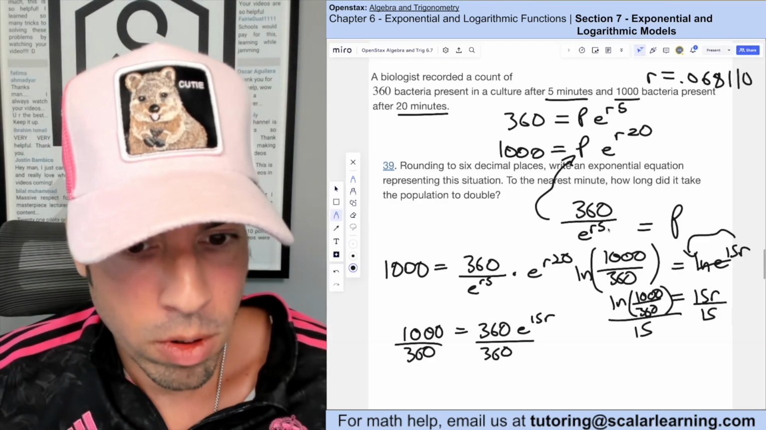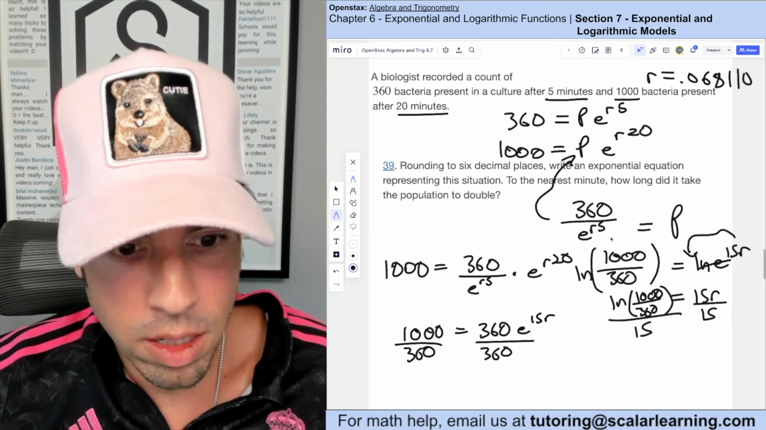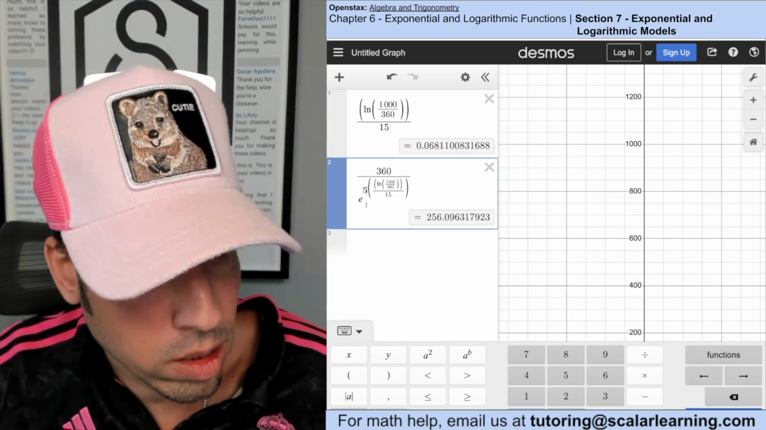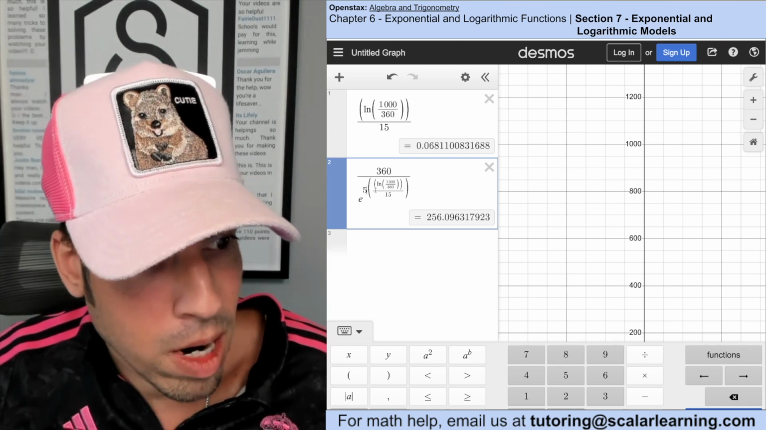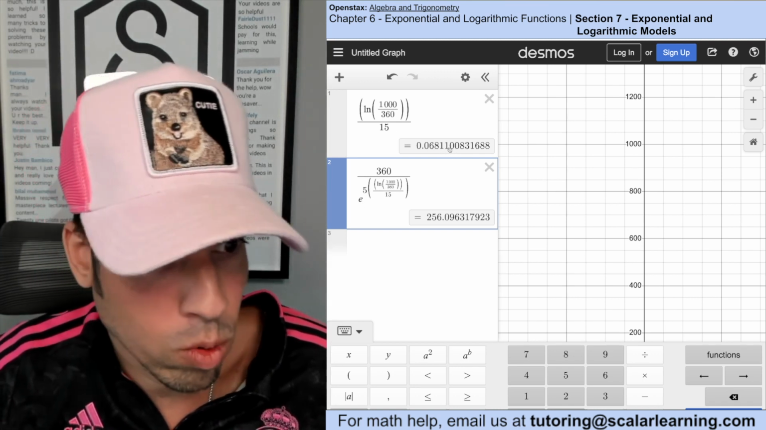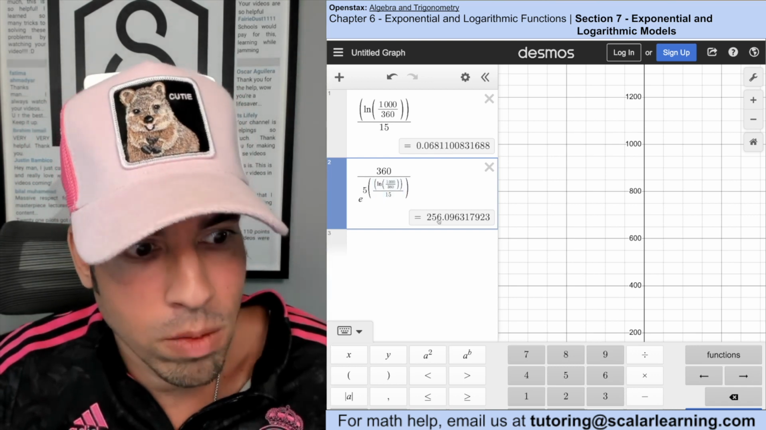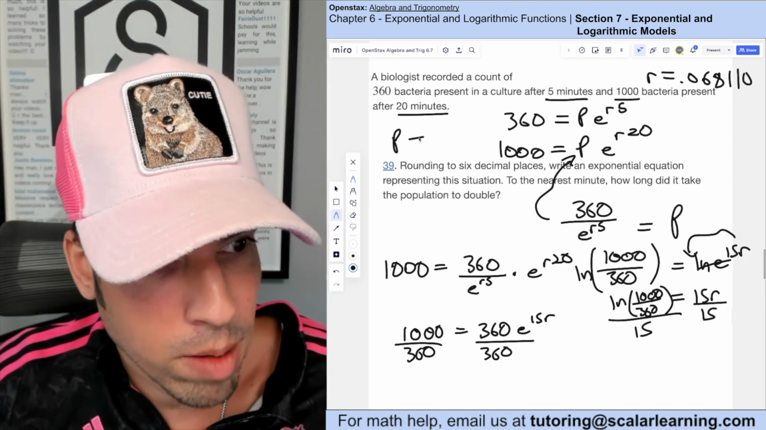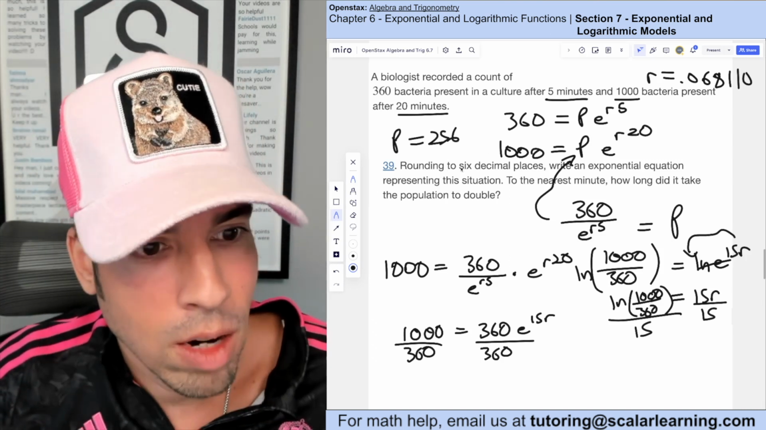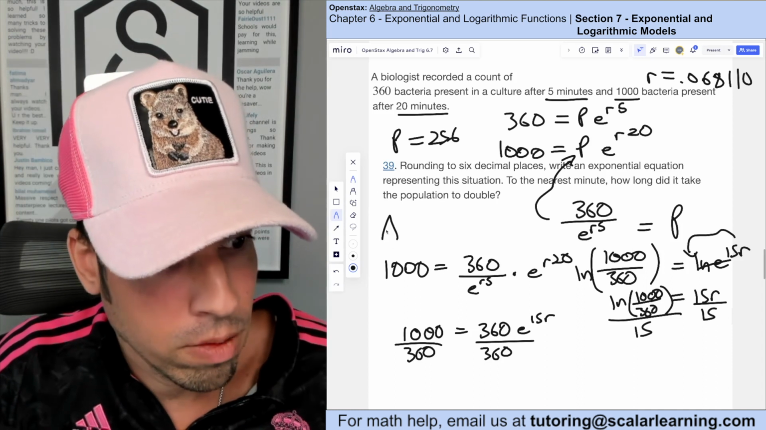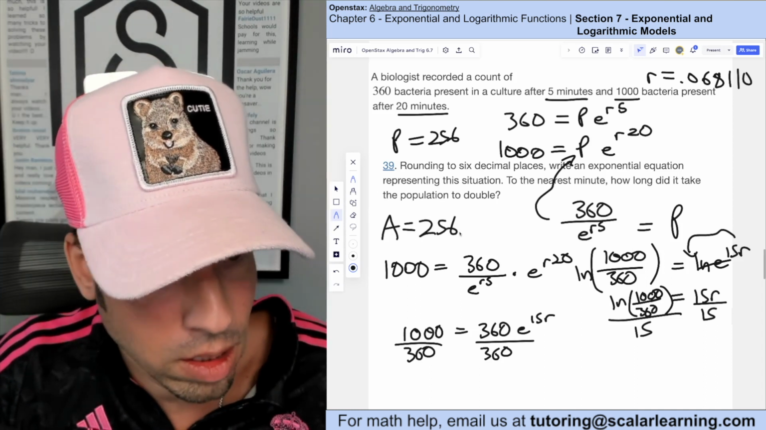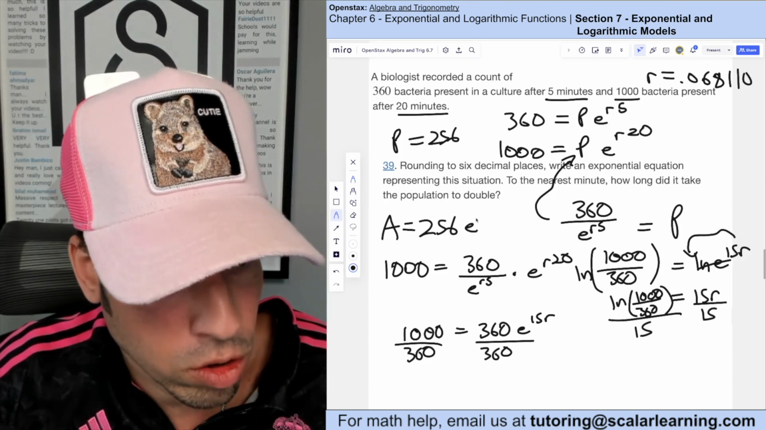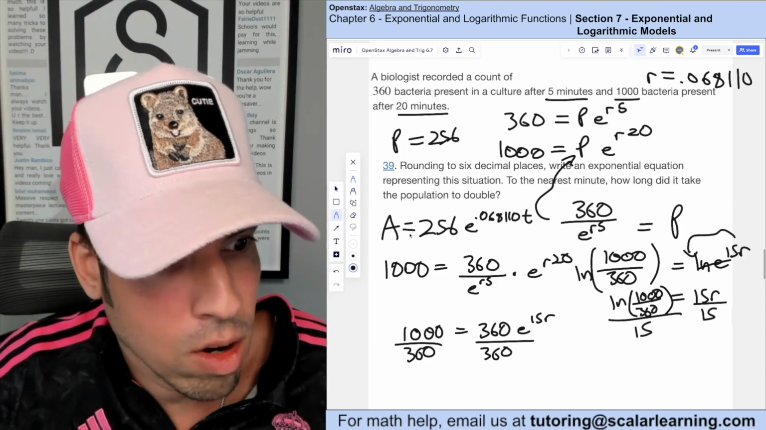Now to solve for p, we can just plug this value into this equation. I plugged in the exact amount, I didn't round it. So it's 360 over e to the 5th power times this value, 0.06811, but I left it in as exact, and we get approximately 256. Rounding to the nearest unit, the original population was 256, which means now we have a nice final equation: a equals 256 times e to the 0.06811 times t. And again, this is all in minutes.